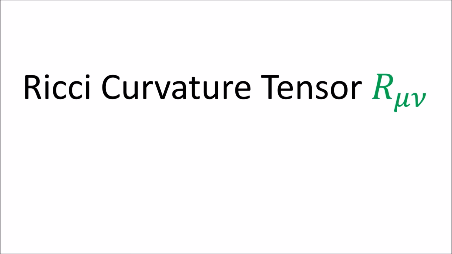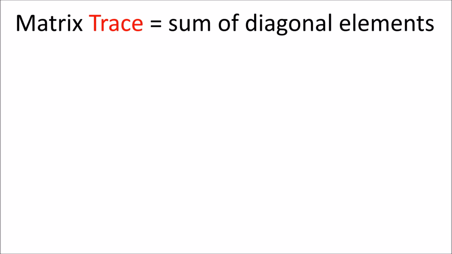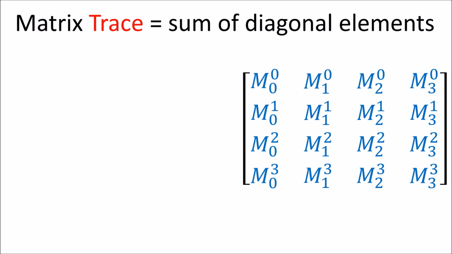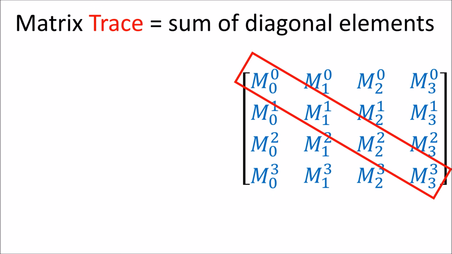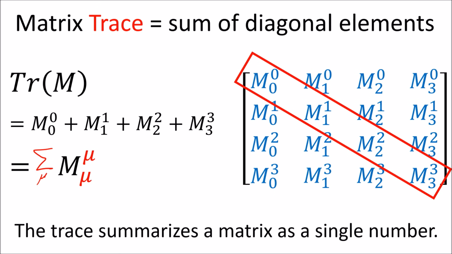Another tensor describing the curvature of a manifold is the Ricci curvature tensor. The Ricci tensor can be thought of as a kind of summary of the Riemann tensor. If you recall from linear algebra, we get the trace of a matrix by adding up all its diagonal elements. This means doing a summation over a matrix with itself, where the 2 indices are the same. The trace basically summarizes the matrix as a single number.